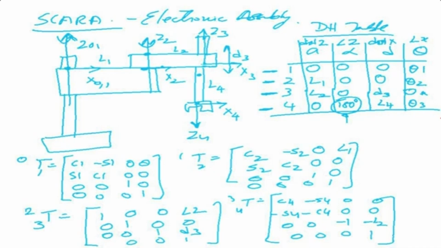So this is what we're getting for the third matrix. Please note that in the third row there is no theta, so the rotation part becomes an identity matrix.